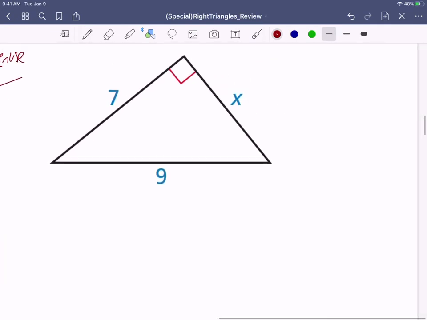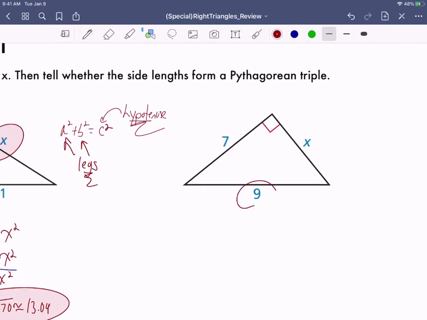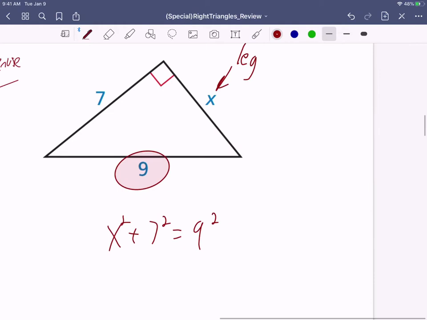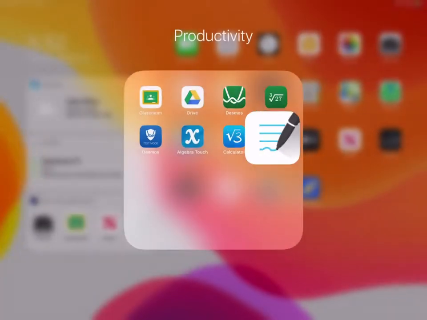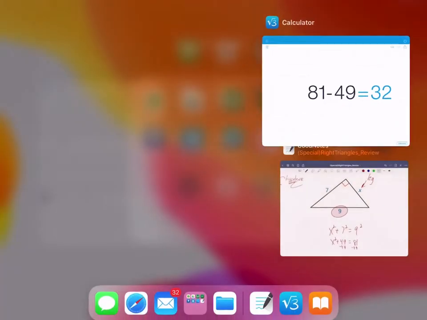Next one. In this case, we're trying to find one of our legs. So we have x squared plus 7 squared equals 9 squared. x squared plus 49 equals 81, and minus 49, minus 49. I'm not taking chances, kids. So this is 81 minus 49, which is 32.